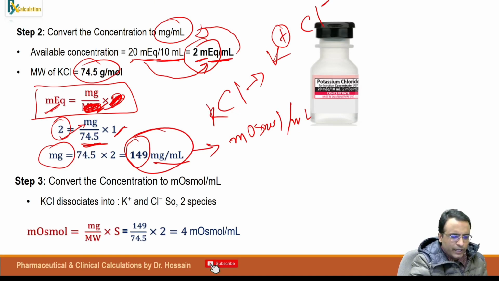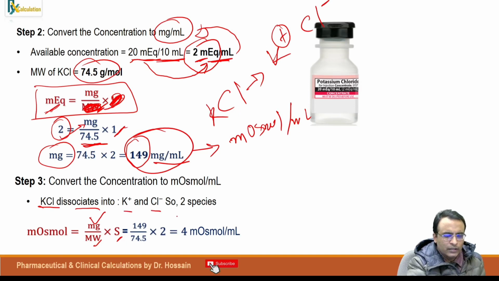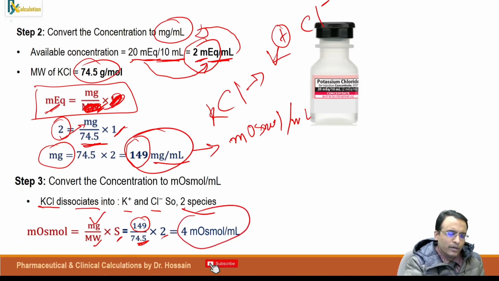So if you see the equation for mOsmol, it is milligram over molecular weight times species. As I said, potassium chloride dissociates into potassium and chloride. So we have two species. So if you plug in the values like 149 milligram, as I said, the molecular weight is fixed, even the species is fixed. So you get 4 mOsmol per milliliter.